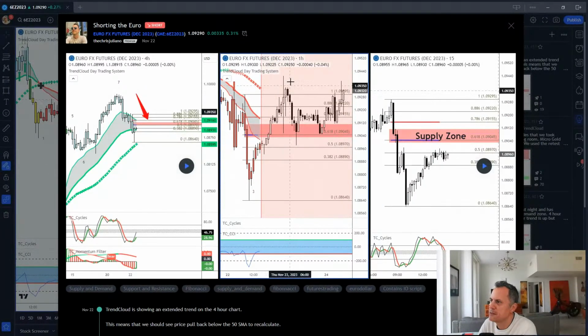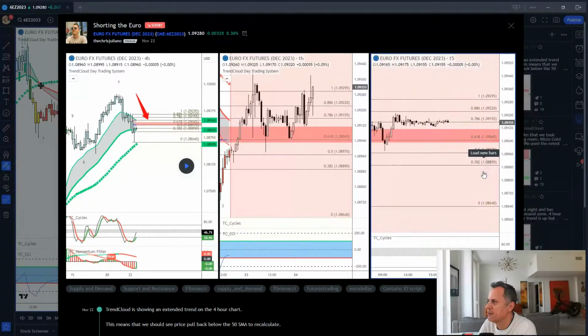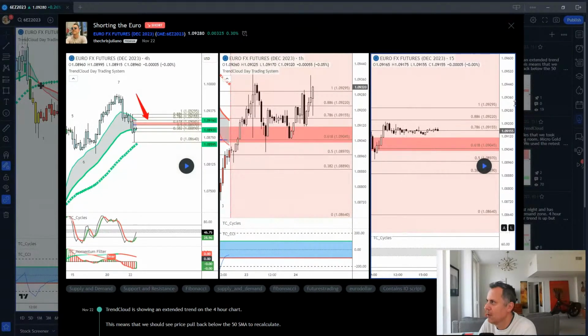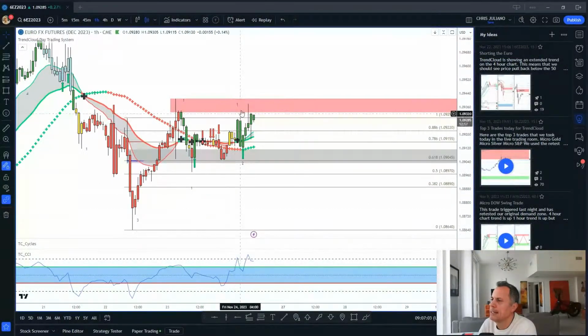Okay, so this zone turned into support. So it did rip through that zone, pulled back, and we're sideways, right? We're in this sideways movement here. Here's what it looks like on the lower chart. So that trade failed. No big deal.